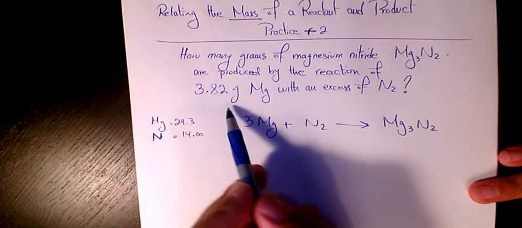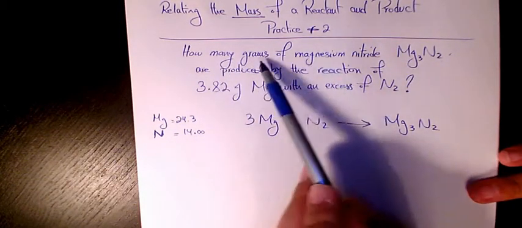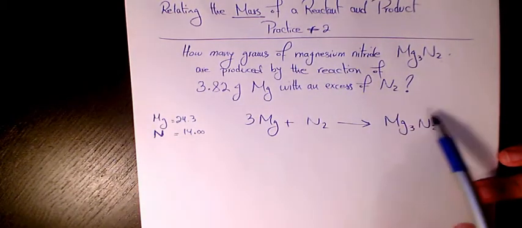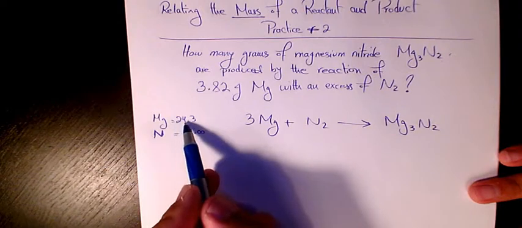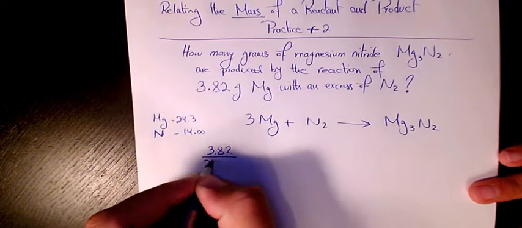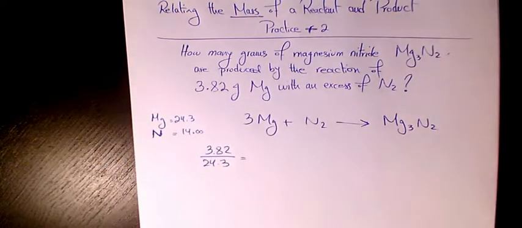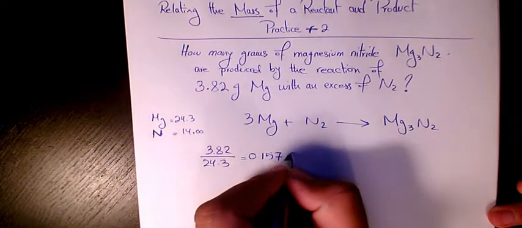Here the mass of Mg is given. We need to find out how many grams of Mg3N2 are produced. So the atomic mass of Mg is 24.3. So 3.82 divided by 24.3 will be 0.157 moles.